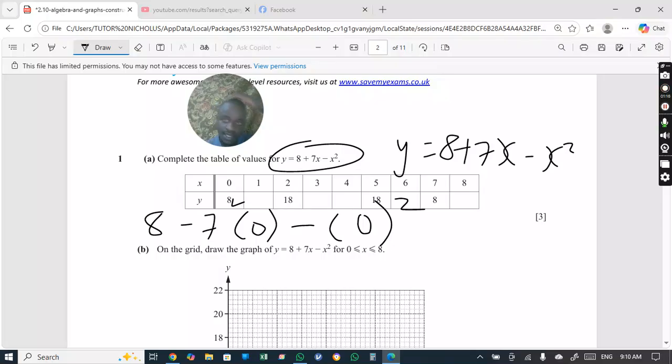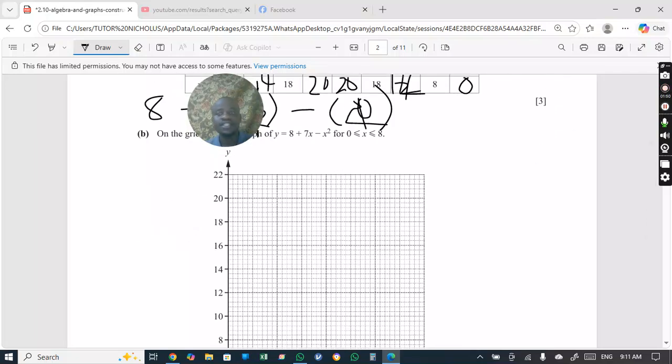Then second, you replace 0 with 1. 1 here, 1 here. You get your answer to be 14. You again replace 1 with 2. 2 here, again 2 here. You will get 18. So you proceed up to 8. If you do for 3, you will get 20. For 4, you will also get 20. For 5, 18. For 6, you will get 14. For 7, you will get 8. For 8, you will get 0. After filling this, now plotting becomes easy.